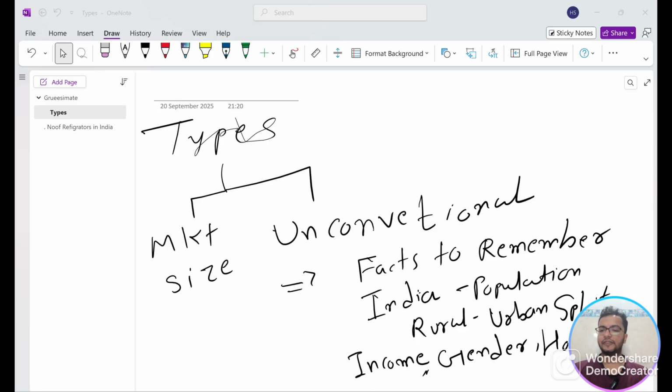So the basic facts, like the population of India and the rural and urban split. What do I mean by rural and urban split? Suppose 40% of the population lives in urban areas and 60% in rural areas. So that's also important. The income, household incomes, and the gender split. You will get to know when I solve one guesstimate, and then you get a better idea about it.